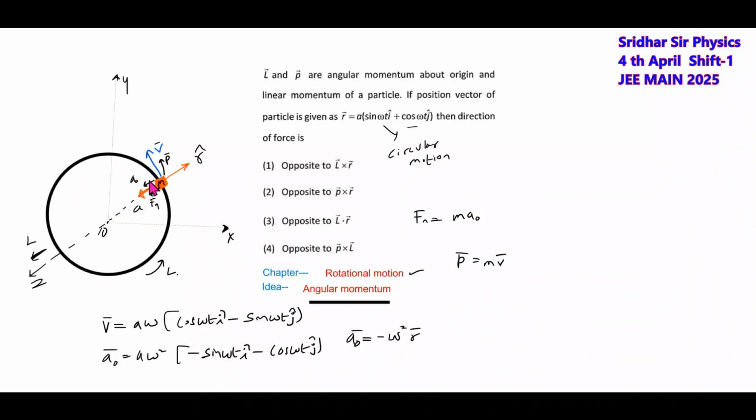The particle moves like this. How will the angular momentum be? The angular momentum is along the z-axis. How much will it be? m v a k cap. Okay, now how will the force vector be? The force vector will be opposite to r cap. L bar is along the z-axis. This is the velocity.